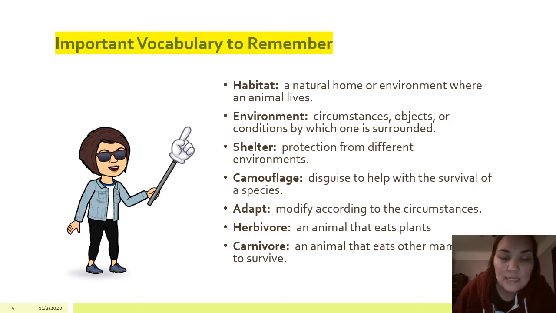It's an animal that eats another animal to survive. Okay? And herbivore, if you think about it, herbs like plants, so animals eat an animal that eats plants. So we're going to move on.